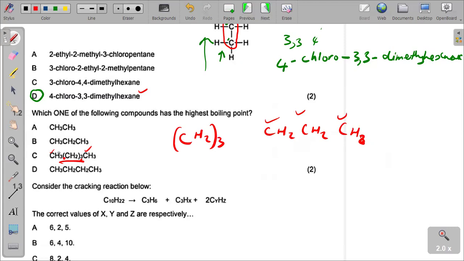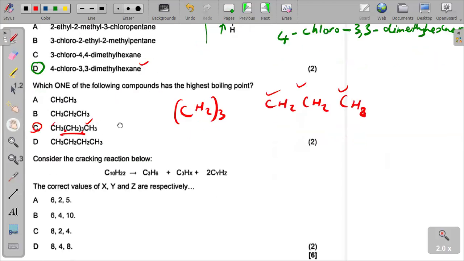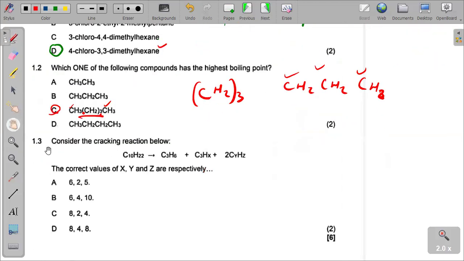So this is our answer. It is the one with the highest boiling point because it is the longest chain. It is the longest chain length. It is actually the biggest chain length. At 1.3, it's saying consider the cracking reaction below, right?